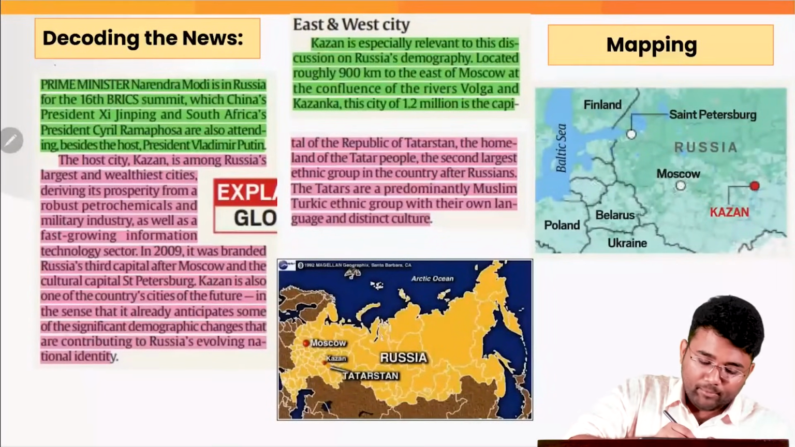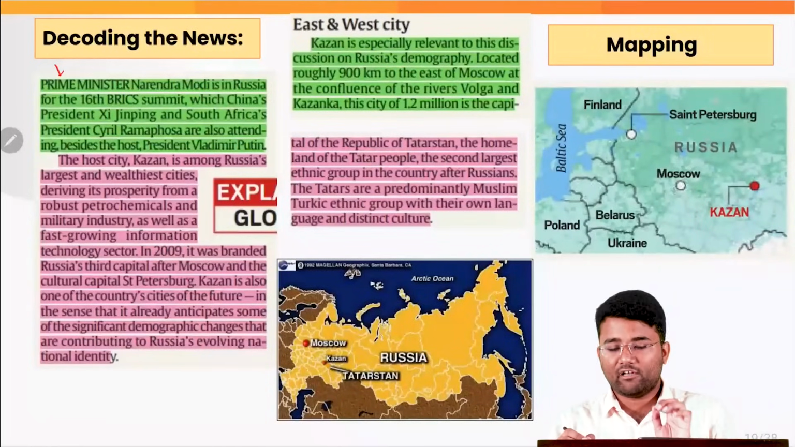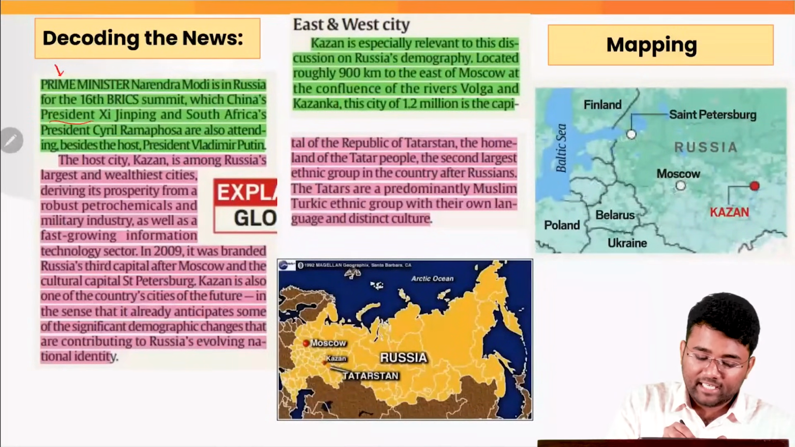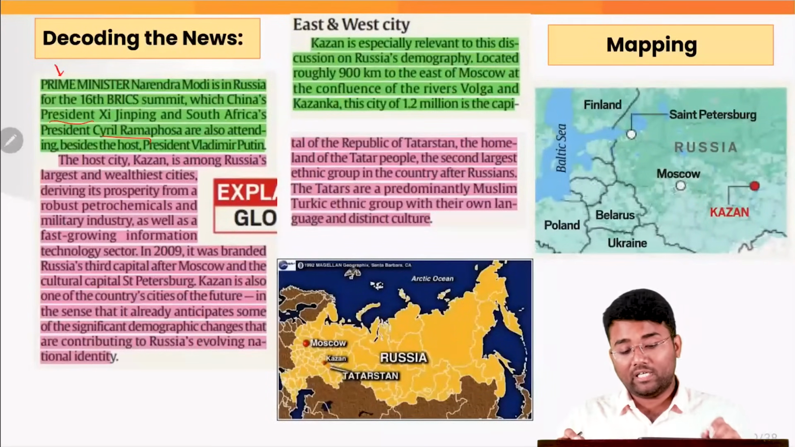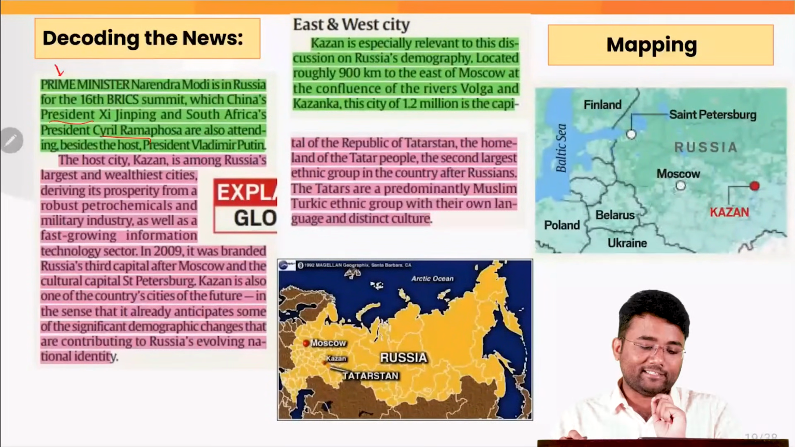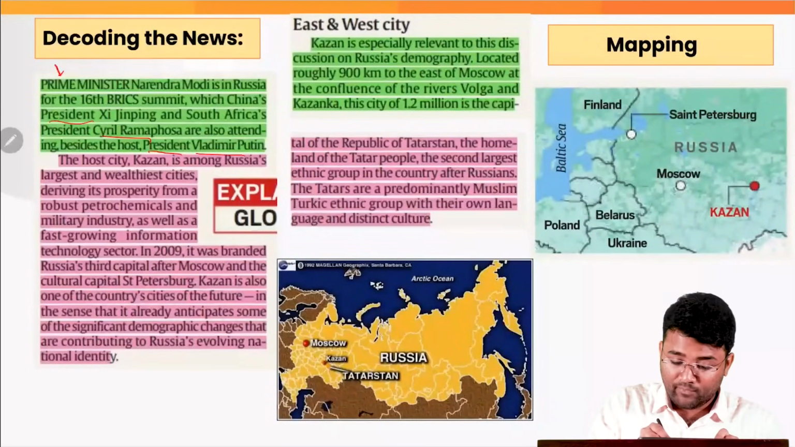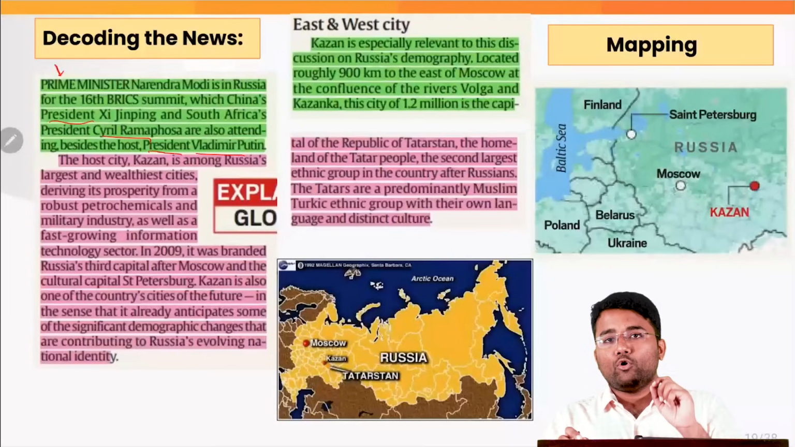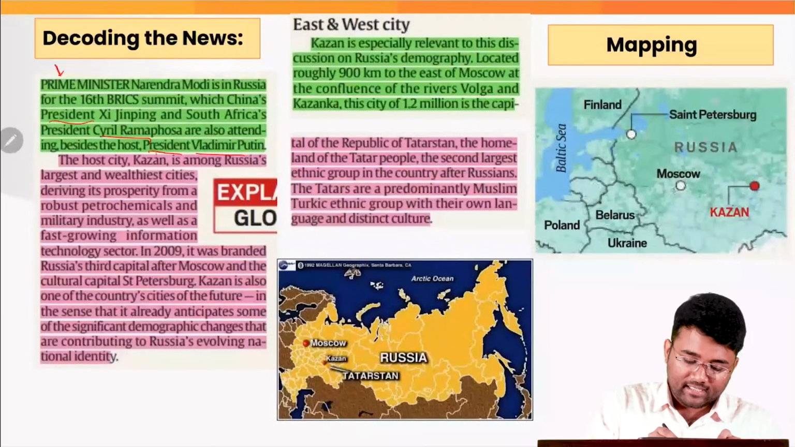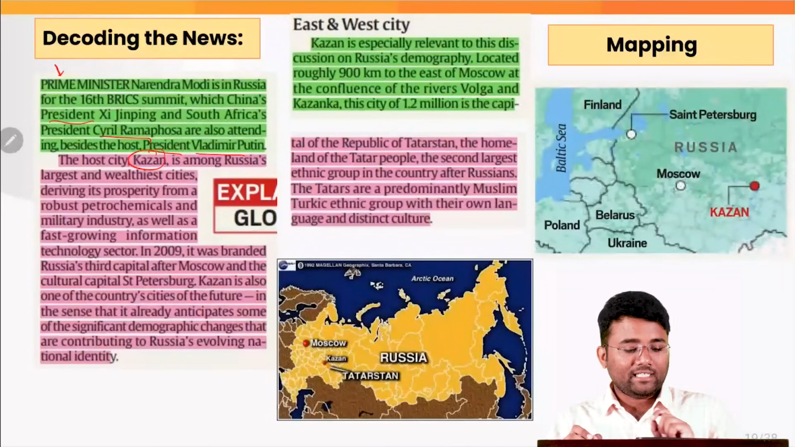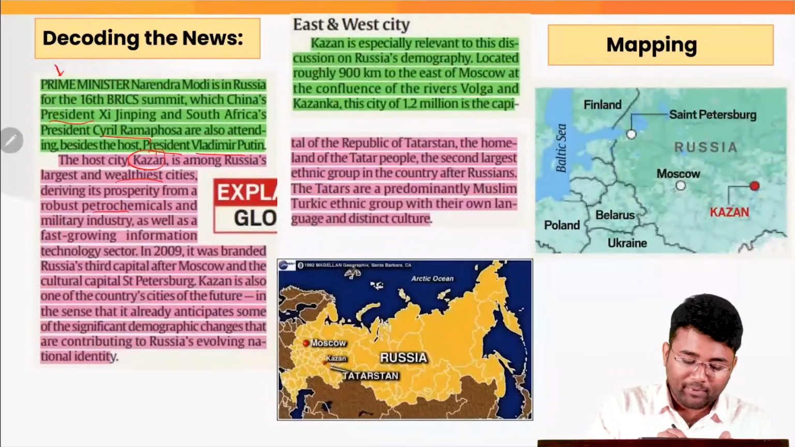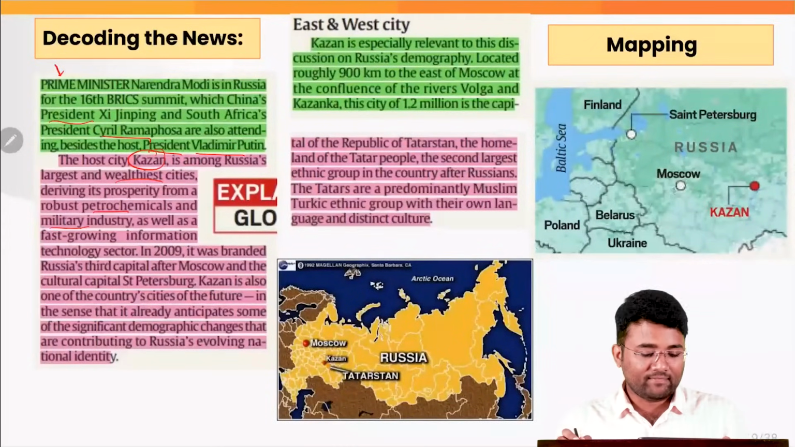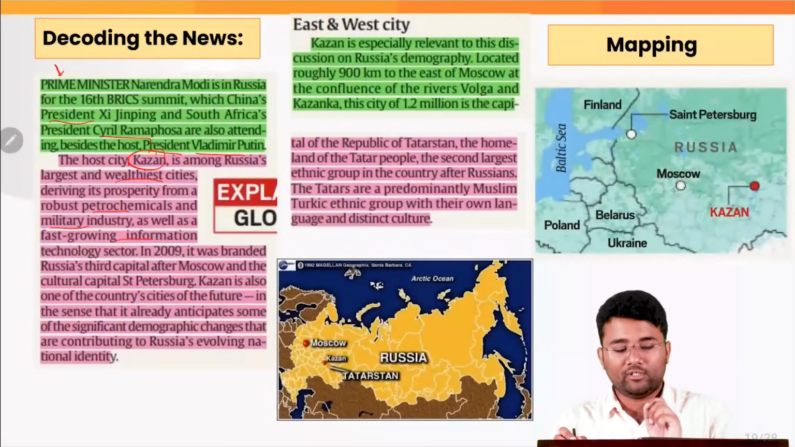The context is that Prime Minister Narendra Modi is in Russia for the 16th BRICS Summit. China's President Xi Jinping and South Africa's President Cyril Ramaphosa are also attending, besides the host President Vladimir Putin. The host city of this summit is Kazan, which is among Russia's largest and wealthiest cities, deriving its prosperity from a robust petrochemicals and military industry, as well as the fast-growing information technology sector.